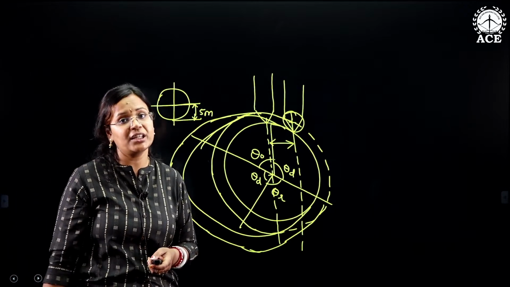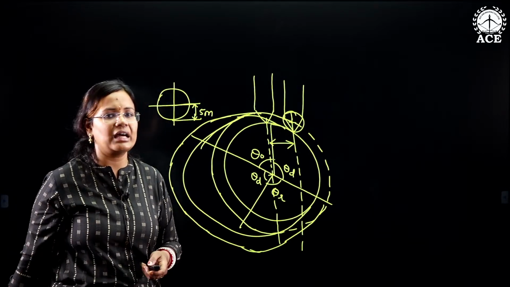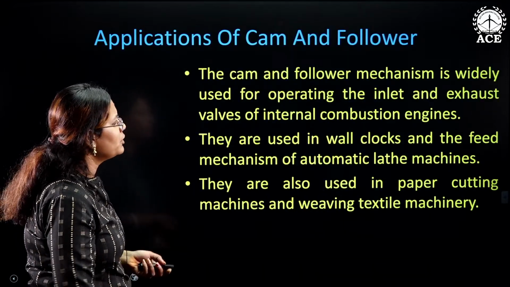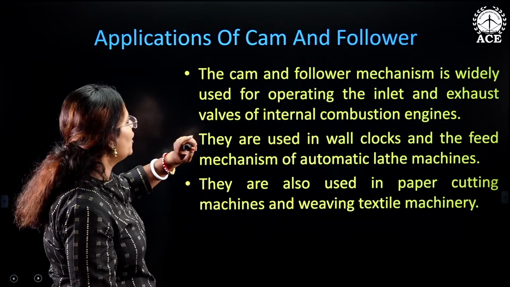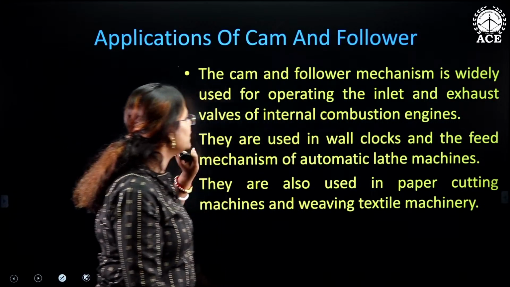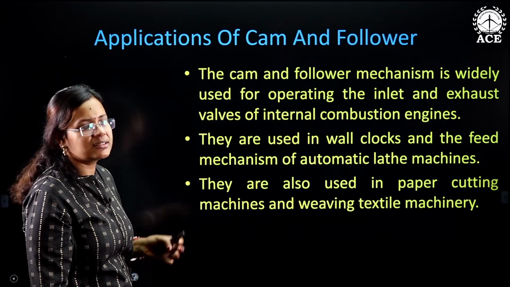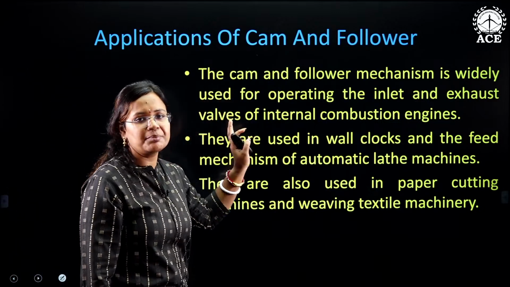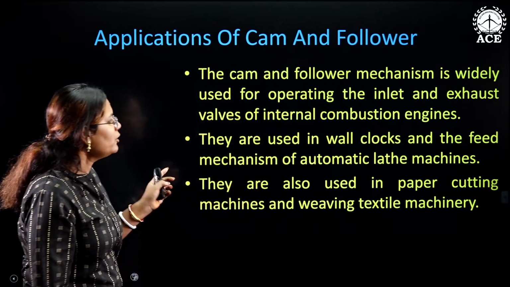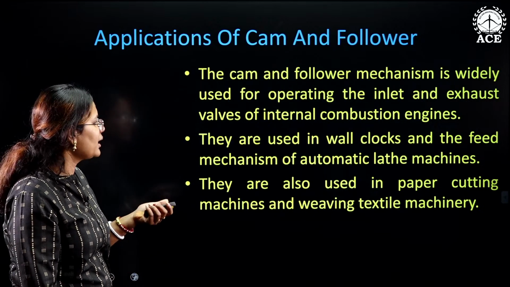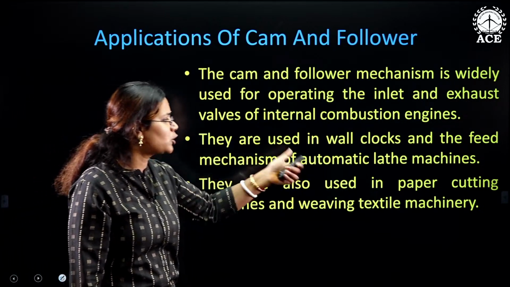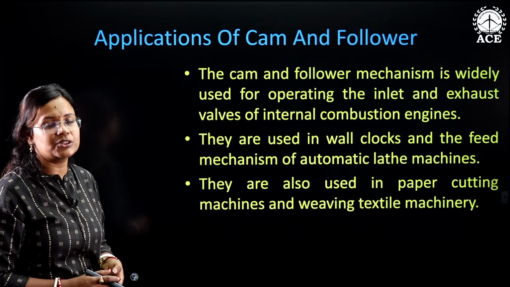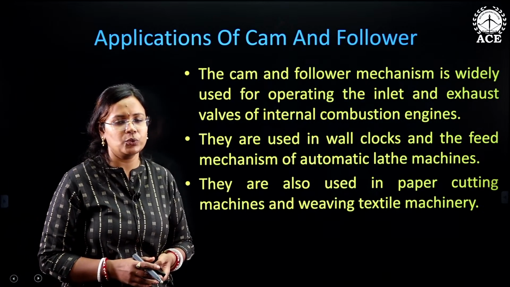Let us learn what the applications are. How and where are the cam followers used? The applications of the cam and follower are basically seen in operating the inlet and outlet valves of internal combustion engines, IC engines, where reciprocating motion is observed. So there is a major application over there. We also use them in wall clocks, feed valves, and feed mechanisms of automatic lathe machines. Paper cutting machines and weaving textile machinery also use these kinds of cam and follower arrangements.